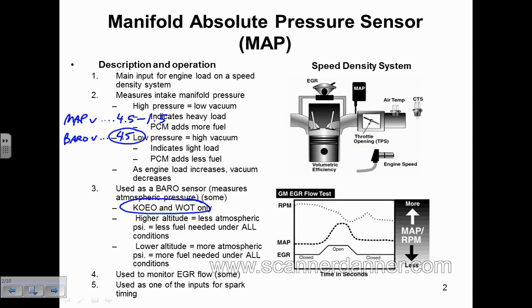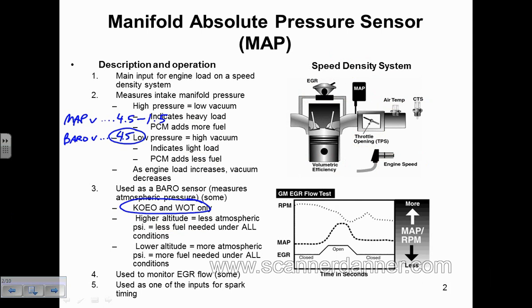Some cars will have separate BARO sensors, but in most cases, the BARO reading is done from the MAP. Which cars are like that? Have the separate BARO? One that comes to mind would be the Eclipse that we had in here. They use a 7-pin mass airflow sensor, and inside of that mass airflow, you have your hot wire mass airflow signal, you have an intake air temp signal, and a barometric pressure sensor that are all inside of that.